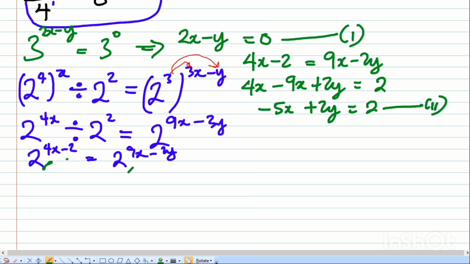Now let's solve both equations using any method of our choice. I'll write the equations again together now. Remember equation 1 and then equation 2.